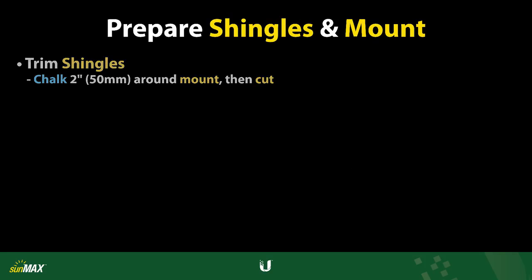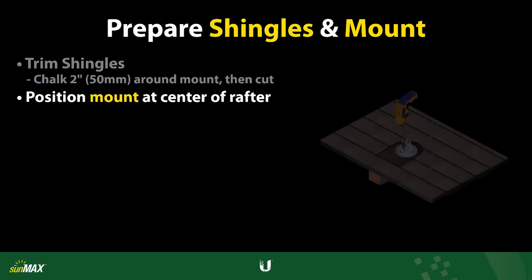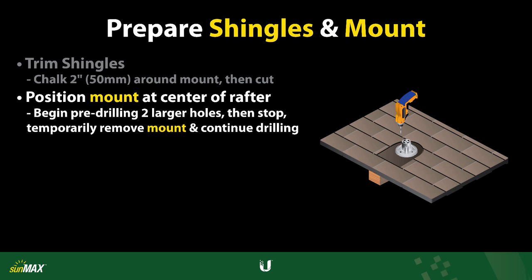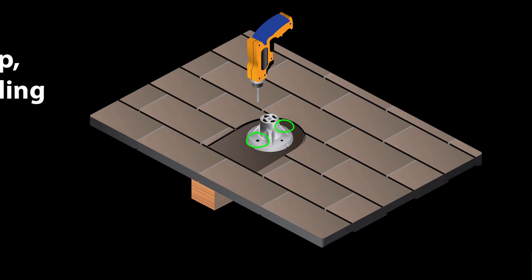Once the shingles have been trimmed, position the roof mount over the center of the rafter. Then, carefully begin pre-drilling the 2 larger holes that will be used to secure the roof mount to the rafter.